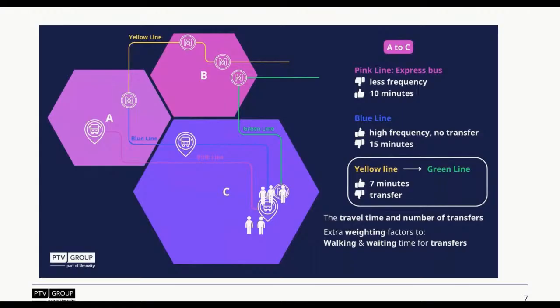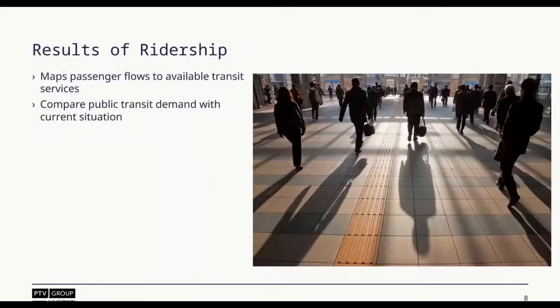We give extra weight to walking and waiting time for transfers, so that we find the most convenient and fastest paths and lines for the passengers to go from one area to the other area. As the result, we will have the passenger flows mapped to the available transit services. And we can compare public transit demand with the current situation of the services. You can also see the effect of the service changes. If you change the service, you can see the changes in the demand distribution.